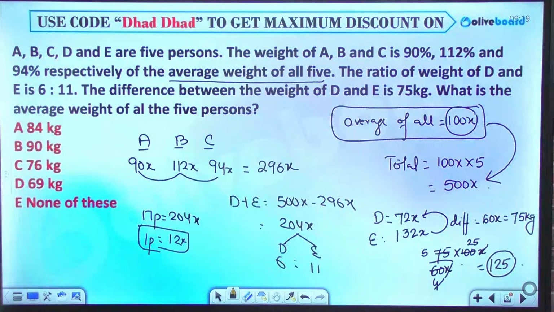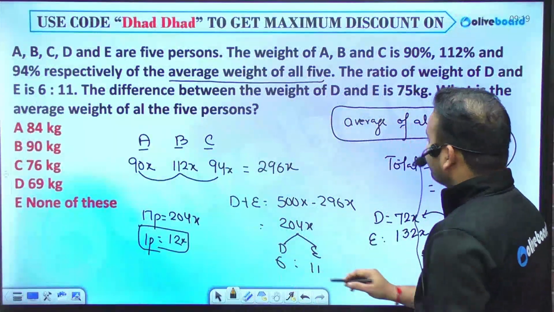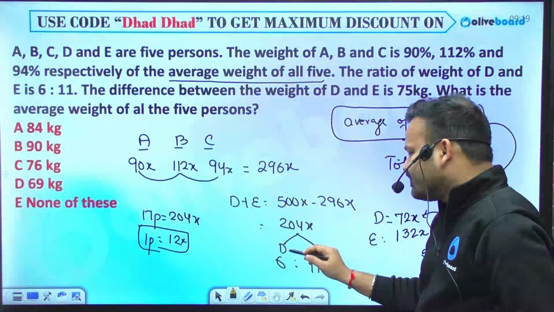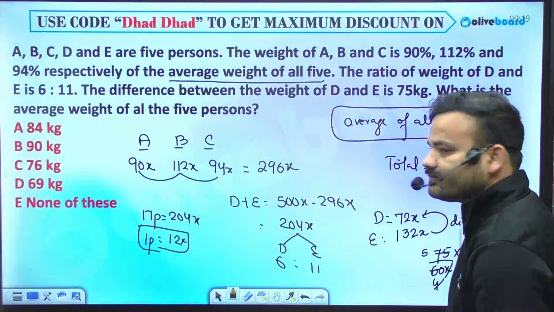You are not here to calculate. From here also you can do 11 minus 6, which is 5 units. 5 units is 75, each unit will be 15, so this is 15 into 6, 90, and this is 15 into 11, 165.